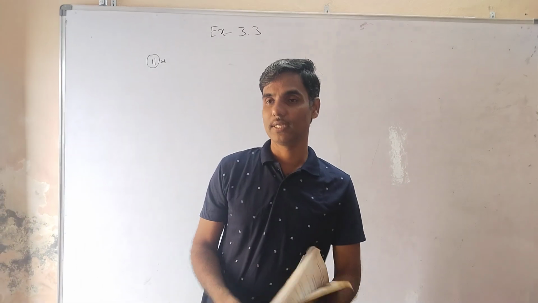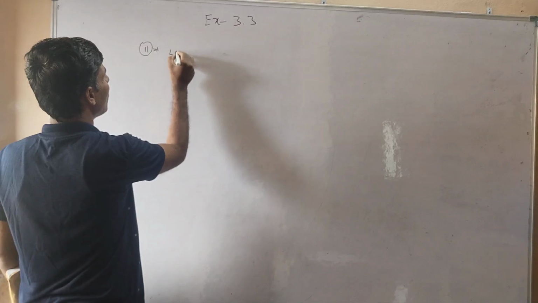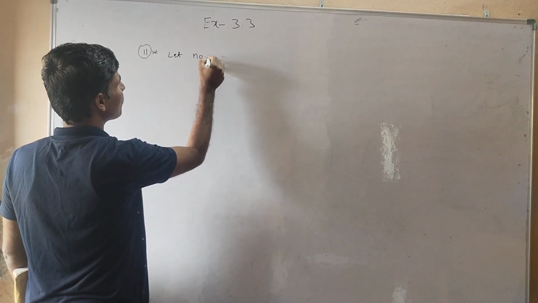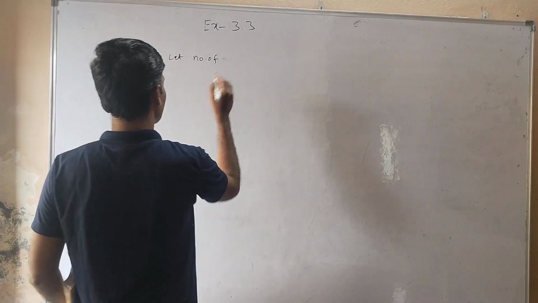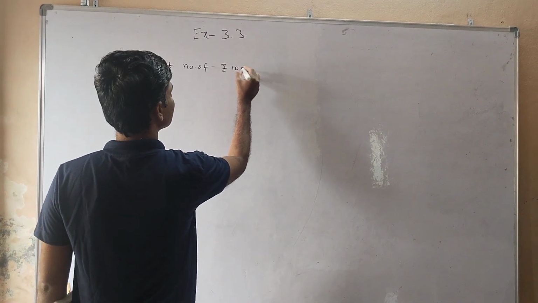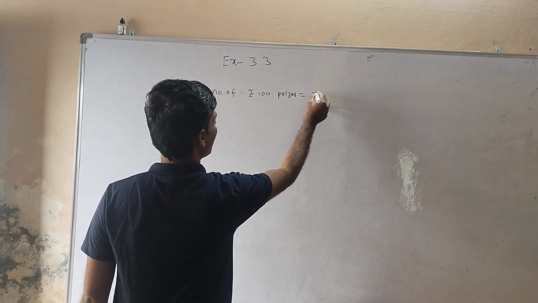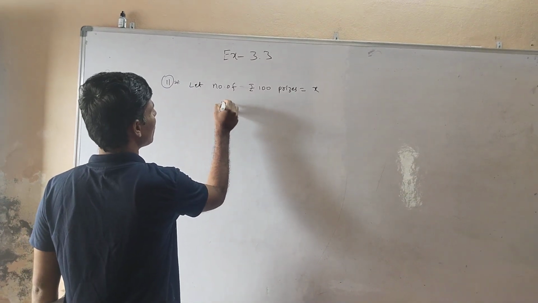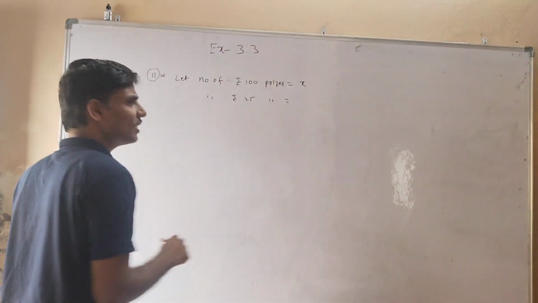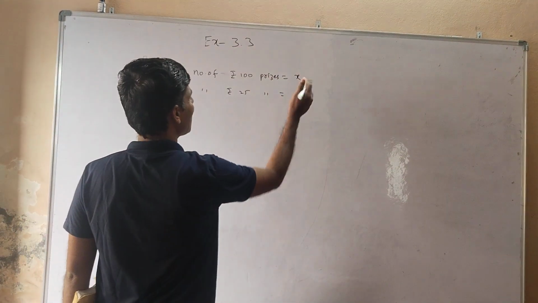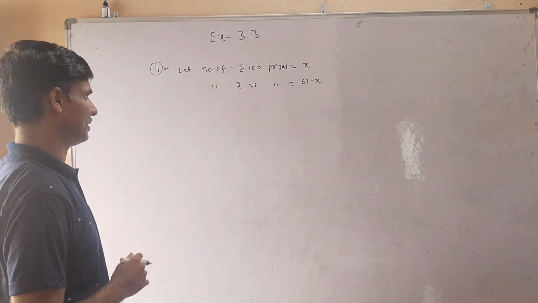Okay, solution. Let the number of rupees 100 prizes equal x units. Now let the number of rupees 25 prizes equal... total, how many are there? 63, right? One we take as x, the other one is 63 minus x.